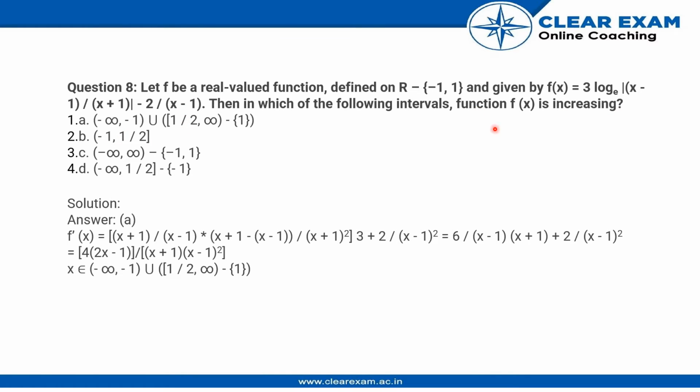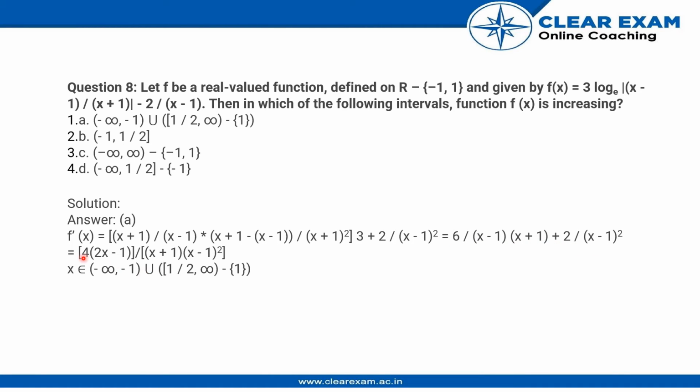So for f(x) to be increasing, we need f'(x) to be greater than or equal to 0. So, finding f'(x), we have to differentiate this equation with respect to x. Now f'(x) comes out to be (x + 1)/(x - 1) into ((x + 1) - (x - 1))/(x + 1)² into 3, plus the other part of the differentiation, 2/(x - 1)², which is equal to 6/((x - 1)(x + 1)) + 2/(x - 1)².